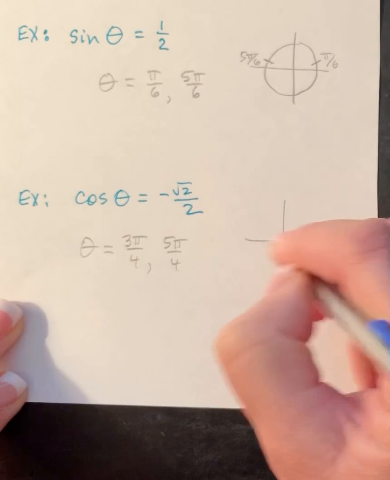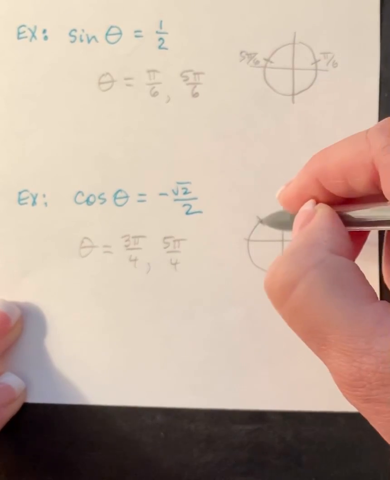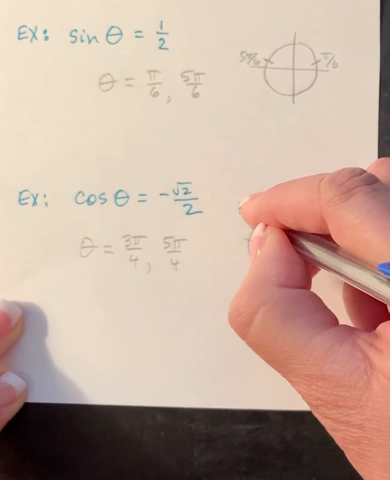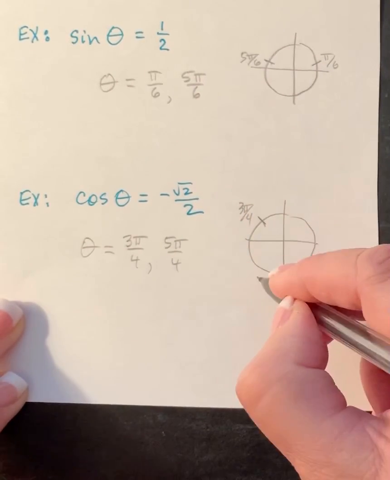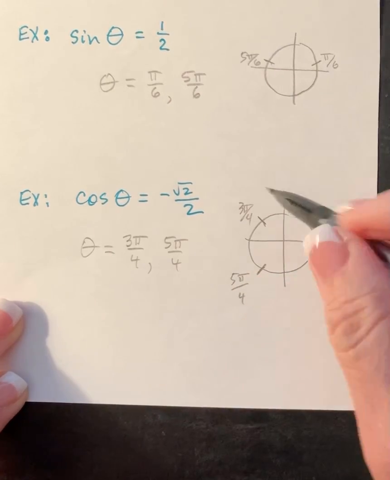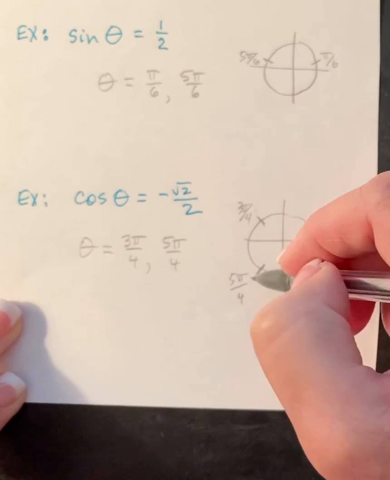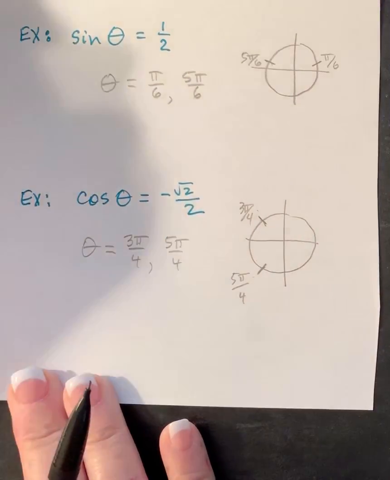Again, if you were just drawing your own circle and doing it from memory, you come up with a place in the middle of the third quadrant. And then directly below that, in the middle of the second quadrant and in the middle of the third quadrant. 3 pi over 4 and 5 pi over 4.